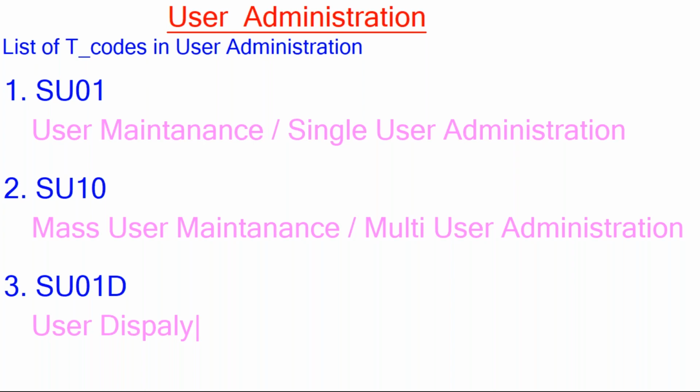In client administration we have 12 transaction codes, but in user administration we have only 3 transaction codes. SU01 is the transaction code for user maintenance, also called single user administration. SU10 is for mass user maintenance, also called multi-user administration. SU01D, D means display, only for display purpose, user display. So we'll discuss one by one.